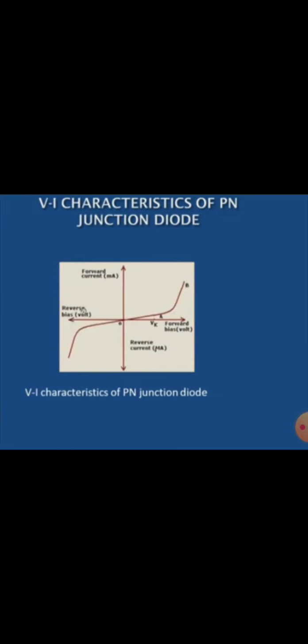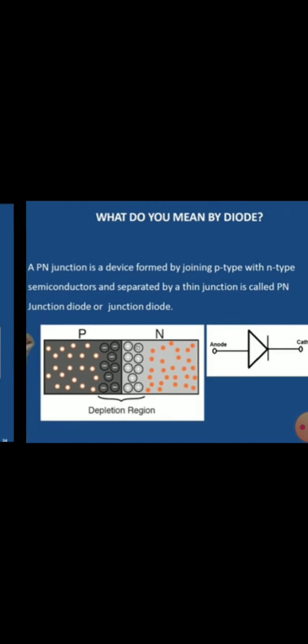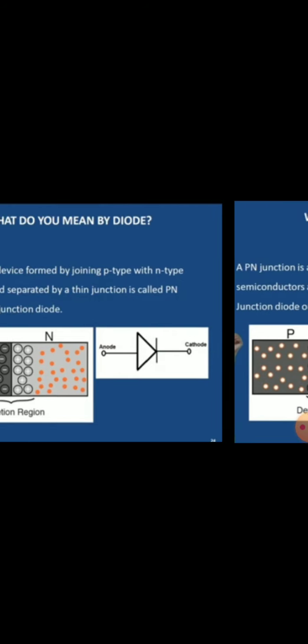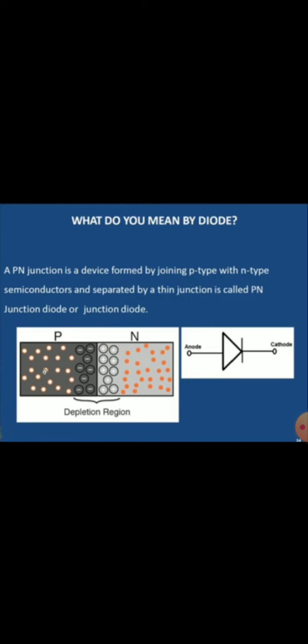What is a PN junction diode? What is meant by a diode? Here a p-type semiconductor is joined to an n-type semiconductor, so that surface is called the PN junction.